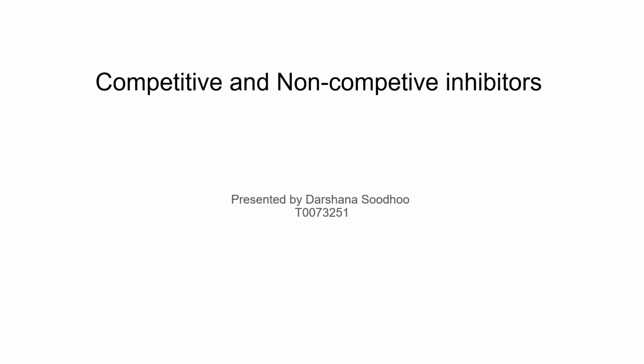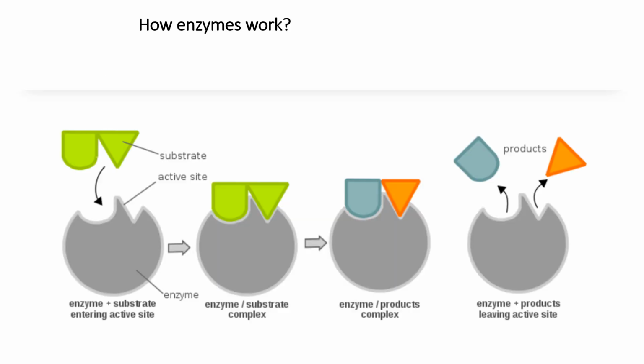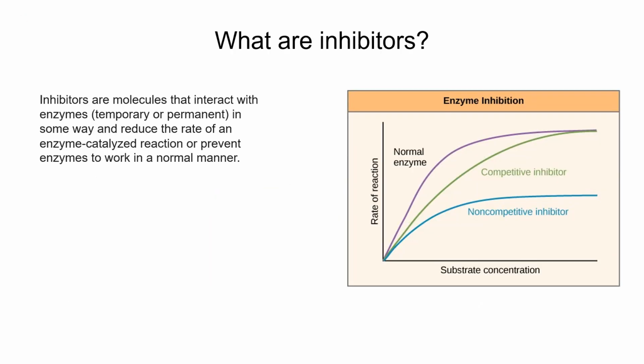In this video, we are going to talk about enzyme inhibition. To better understand how inhibition works, we are first going to discuss how enzymes function in normal condition. The substrate is going to bind to the active site of the enzyme, forming the enzyme-substrate complex, which later leads to product formation. Note that the shape of the substrate is complementary to the active site of the enzyme.